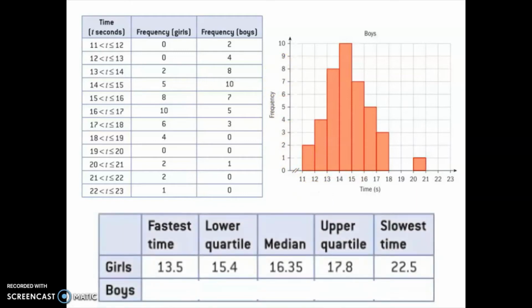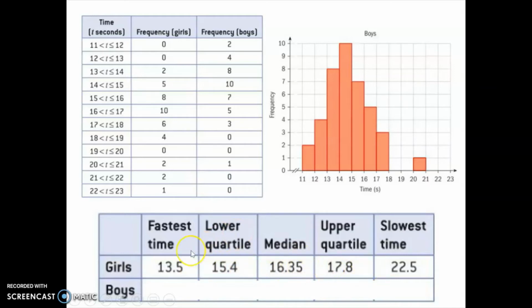But in order to create a box plot, we need to know the max, the min, and the quartiles. And we talked about quartiles in the last lesson. So let's see what we have here. For the girls, we have the fastest time and slowest time, or the minimum time and the maximum time, and that's from our data table. And then we also have the quartiles here. So those can be gathered from the data.